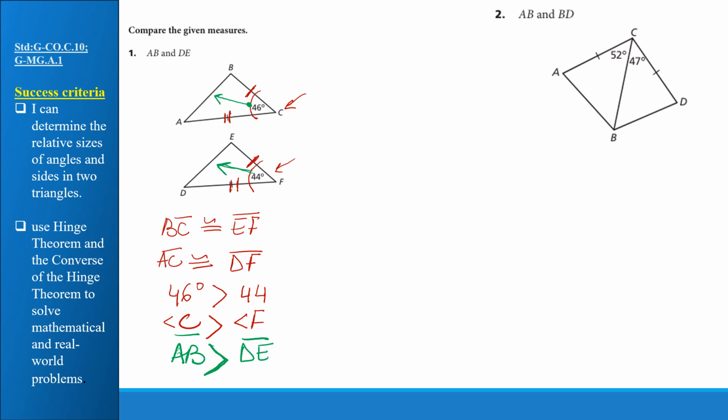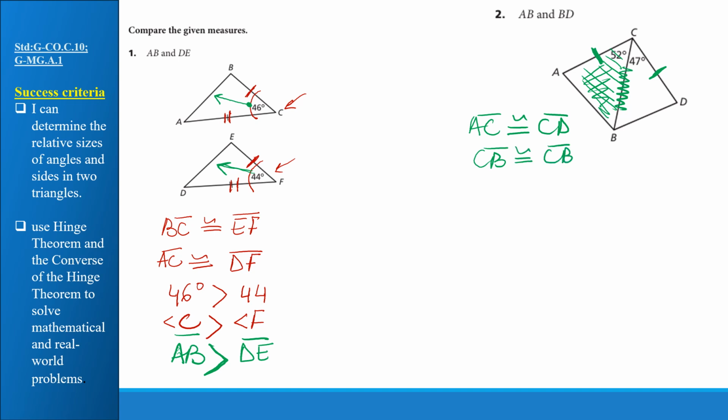Let's try and compare, question number 2. Here is one triangle which I am coloring with green. AC has one dash and CD has one dash, so it means that AC is congruent to CD. Now both triangles are sharing the line CB, so CB is definitely congruent to CB.